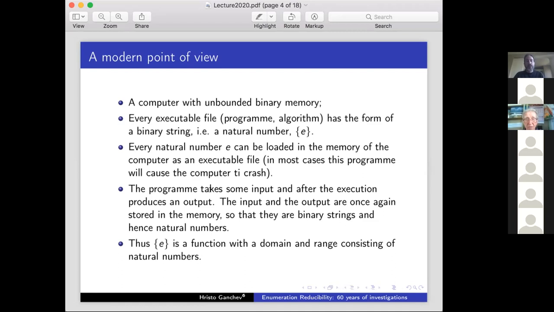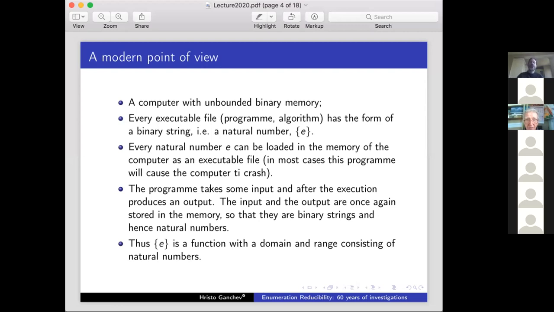Although if you're a programmer, you will specify this program in a programming language, Java or C or something else. But when you do the compilation, your code will be transformed into a binary string, because all you can put in your memory is just binary strings and nothing else. And what is a binary string? A binary string is just a natural number.